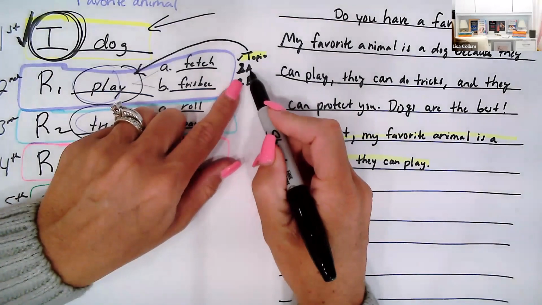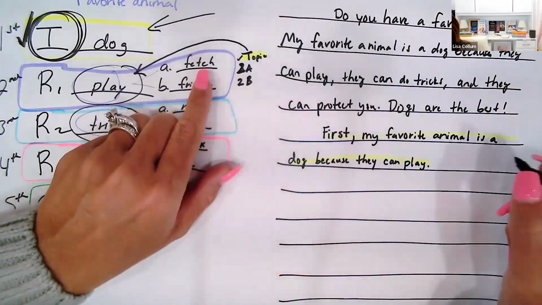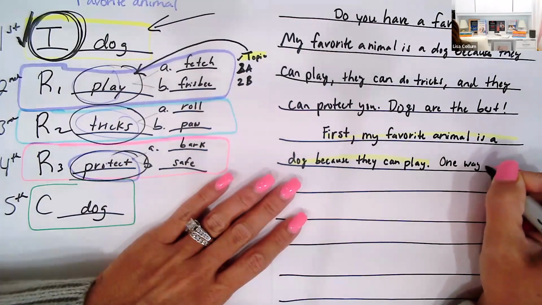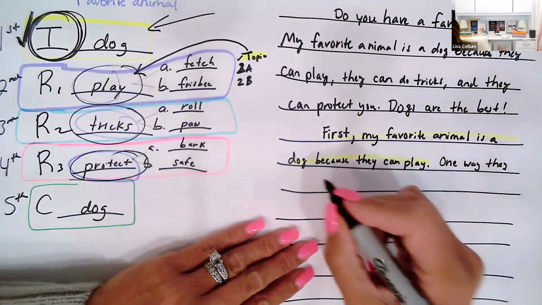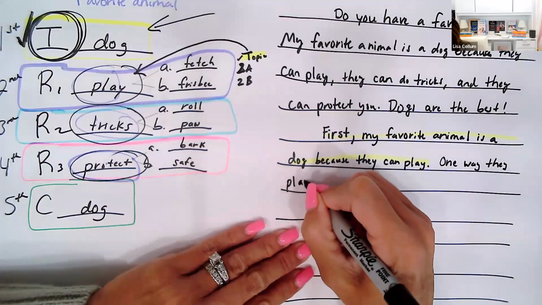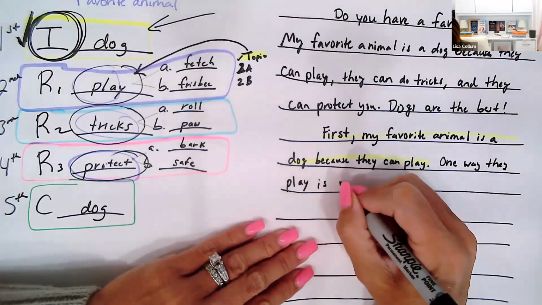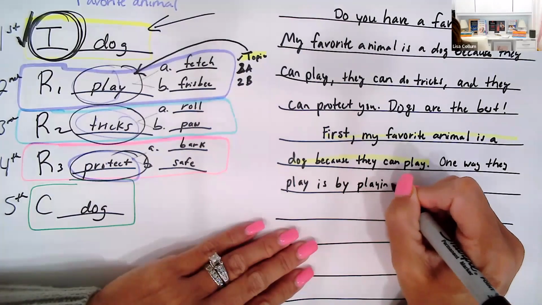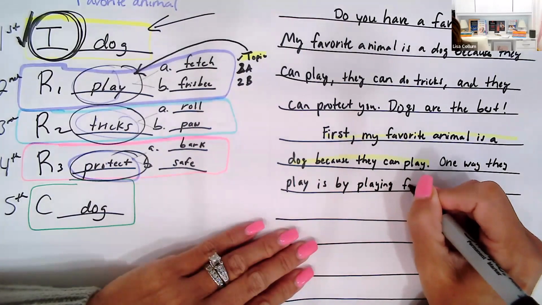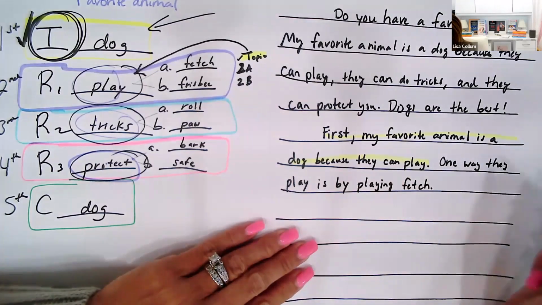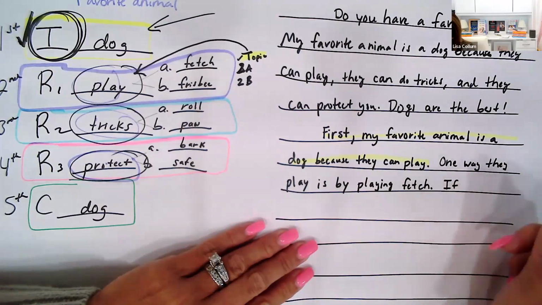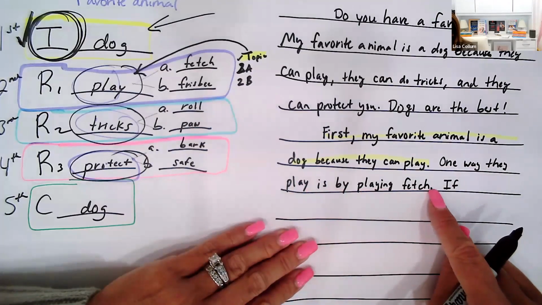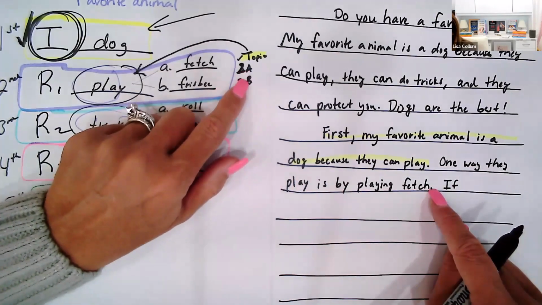I have to write two sentences about my A. My A is fetch. So I'm going to say one way they play is by playing fetch, period. Now I have to write two sentences. That's just one sentence. One way they can play is by playing fetch, period. That's one sentence. I have to write two about A.